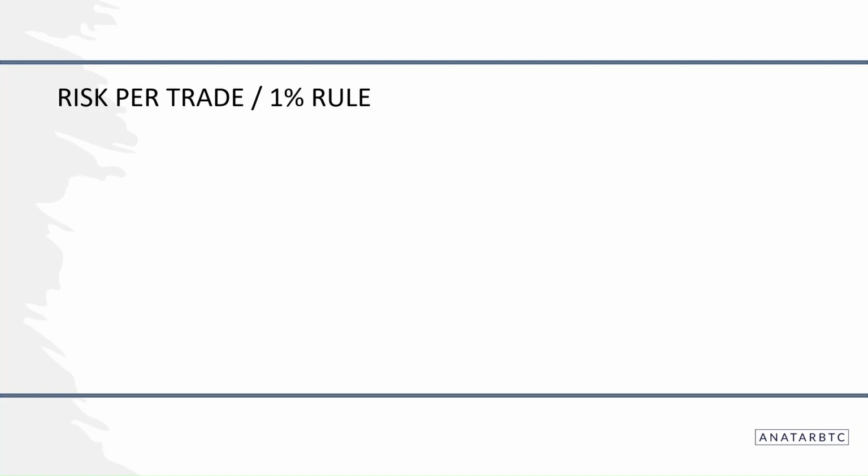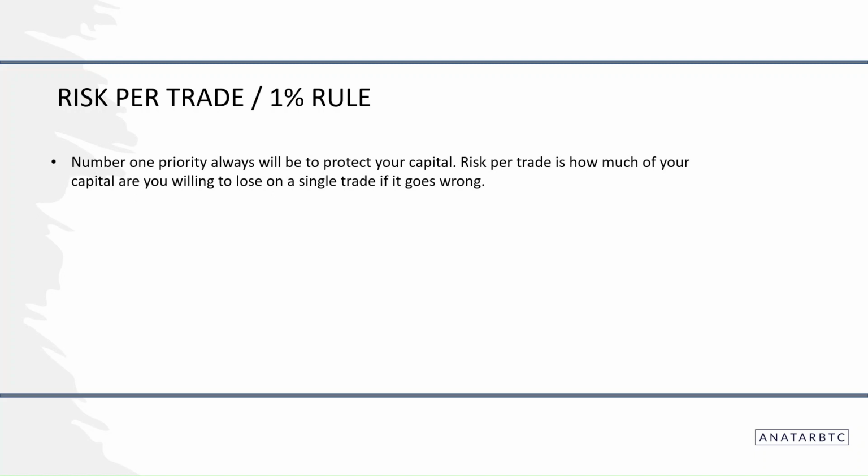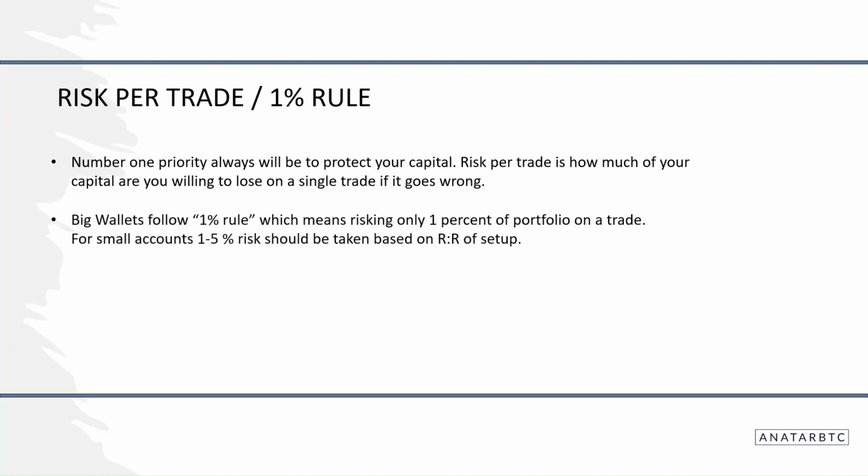Now, the next risk management element is risk per trade, or the 1% rule. If you want to be a trader and not a gambler, your number one priority should be protecting your capital. This is why you have to consider the risk you are taking while trading. Risk per trade is how much of your capital you are willing to lose on a single trade if your trading idea is wrong. Now, the big wallets follow the 1% rule, which basically means they only risk 1% of the portfolio on a single trade. For small accounts, 1 to 5% risk should be taken based upon the RR of the setup. RR is the risk to reward ratio, which I will explain later.